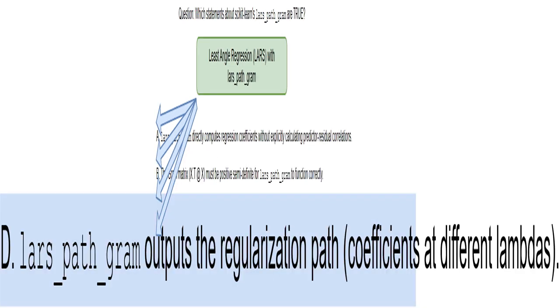Yes, the regularization path is the main output of lars_path_gram. This path shows how the regression coefficients change as the regularization parameter, lambda, changes. This allows you to see the trade-off between model complexity and how well it fits the data. It's super helpful for model selection.